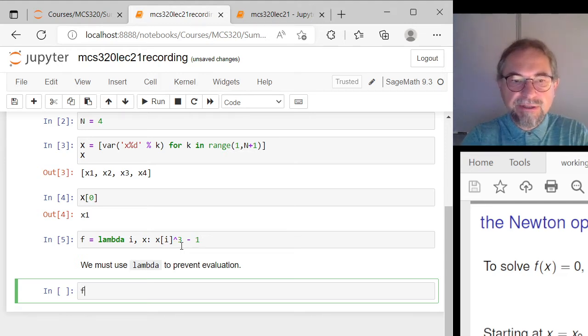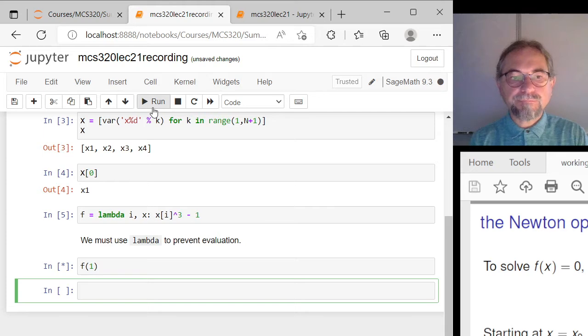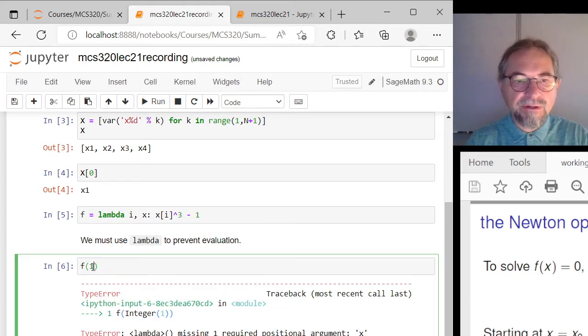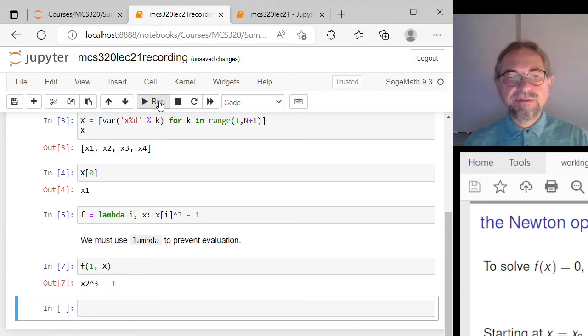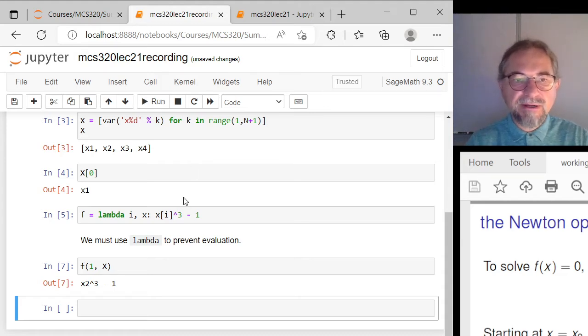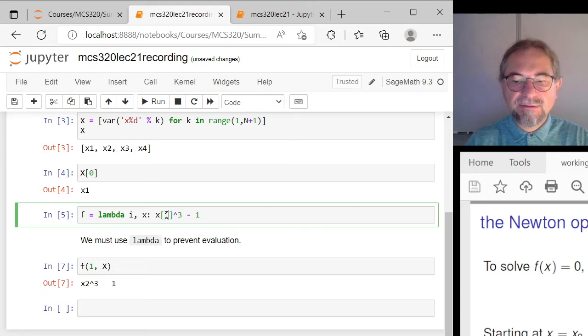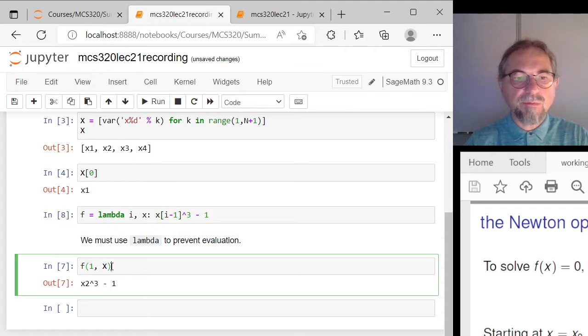So let me illustrate this for one. So here, oops, I must provide the capital X. So here you see the evaluation of the function. And notice that I already made one mistake. I expected to see x1 to the power 3, but I see x2 to the power 3. So the mistake I made was forgetting that the indexing starts at 0. So I have to subtract 1 from this.